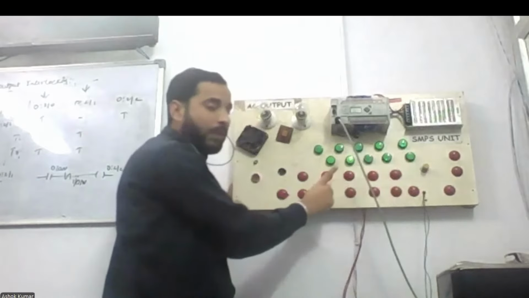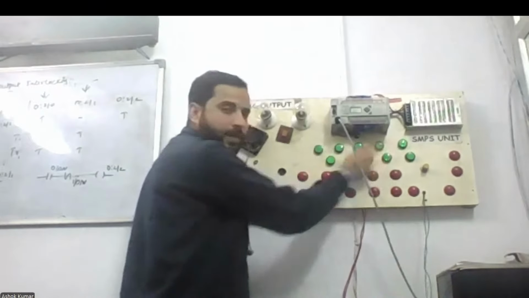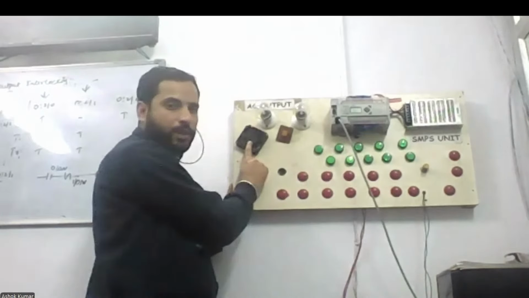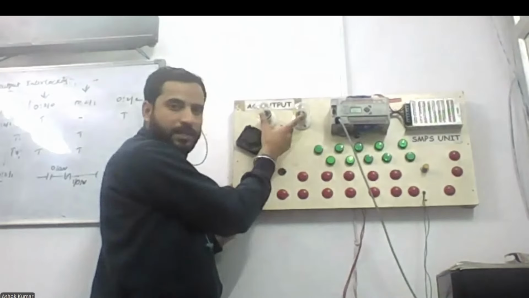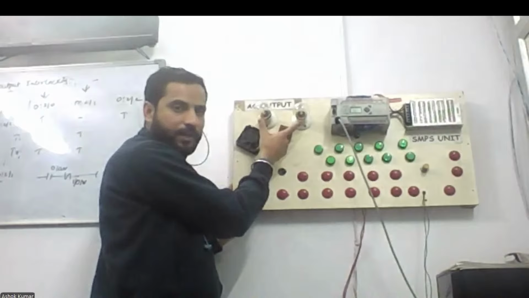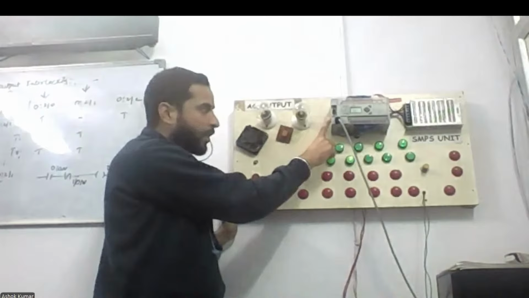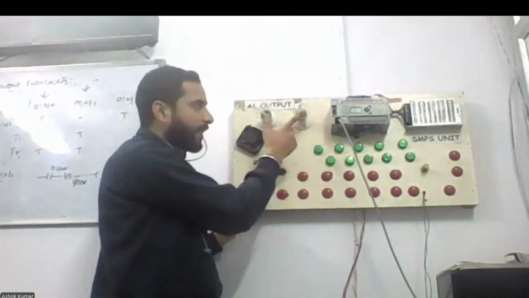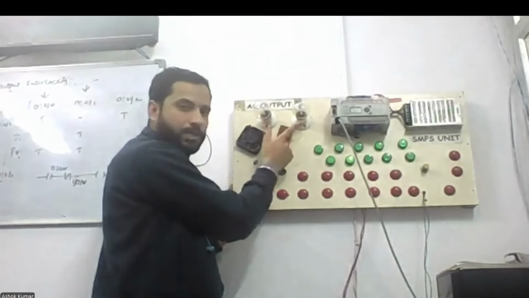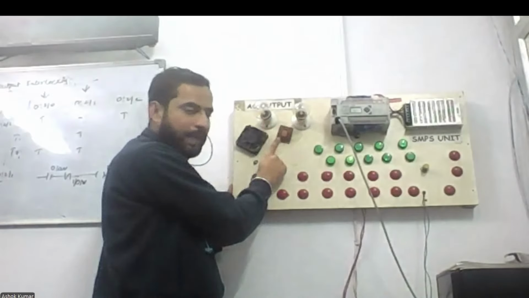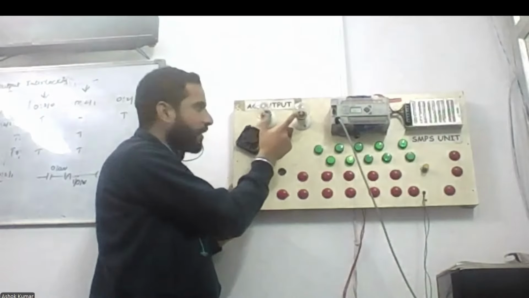After this, we have 12 outputs: 1, 2, 3, 4, 5, 6, 7, 8, 9, 10, 11, and 12. This is a fan, a DC fan, right? And these are basically AC bulbs, which I have connected here. Because we know that the PLC gives 24-volt DC output and we cannot control an AC operated device, I have used a relay here to turn on these two bulbs, right?